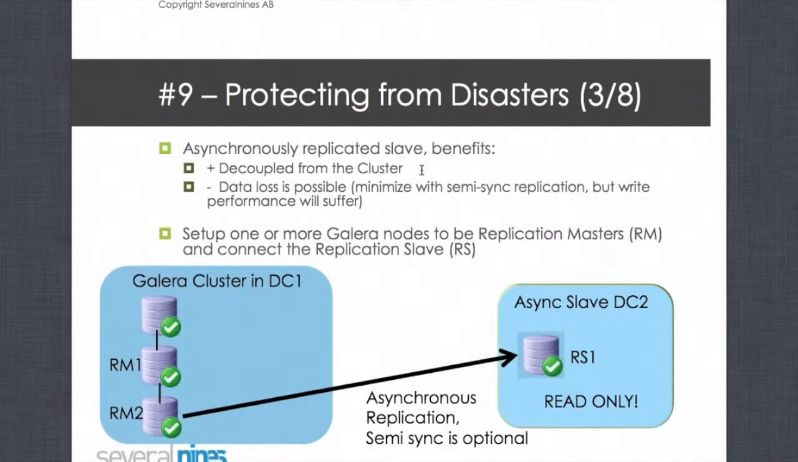And it's also possible to have this asynchronous slave put in some other region, in some totally other data center. For example, you're heavily in Amazon AWS, but you would perhaps like to have the async slave at Rackspace, for example.